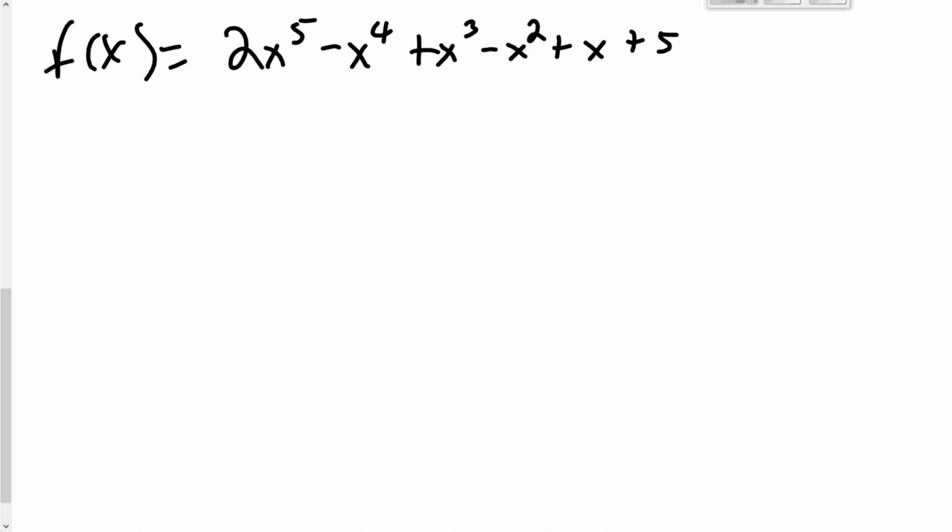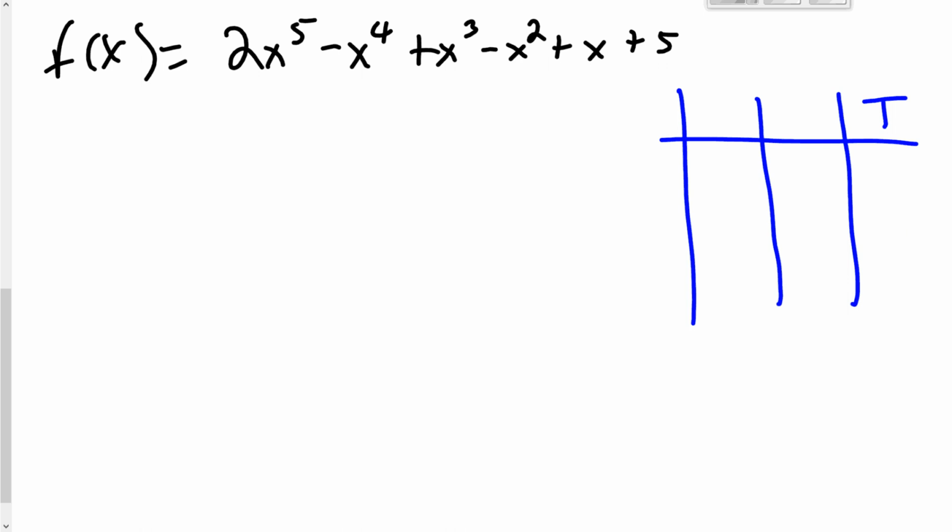Okay, so what you do, I just make my chart. I look at my degree, right? And that's going to be my total number. So my total, the largest degree, is the largest exponent, right, which is 5. So I need a total of 5.